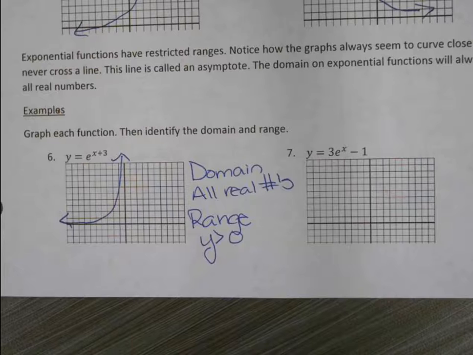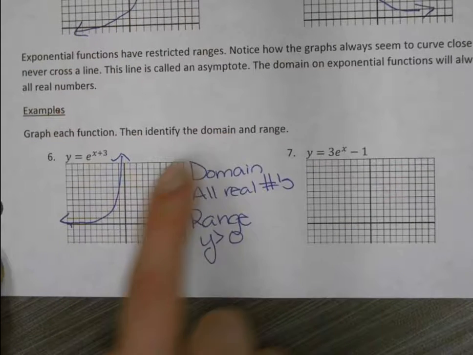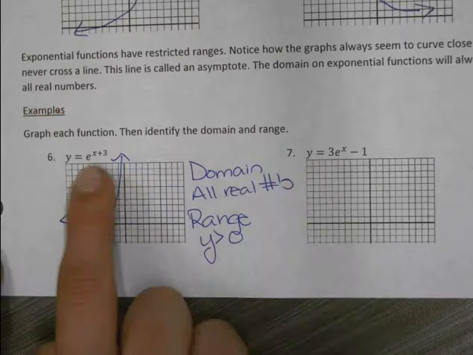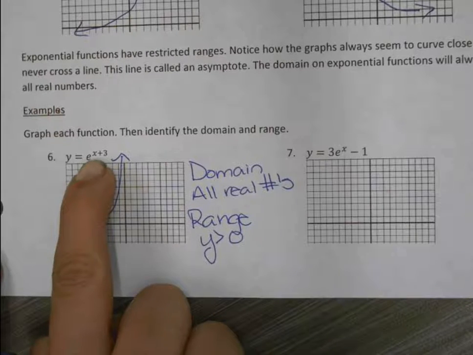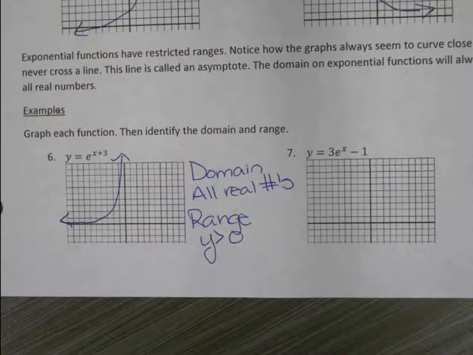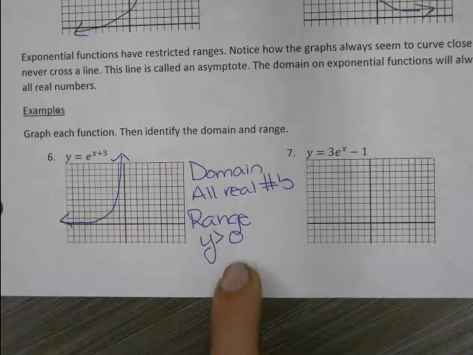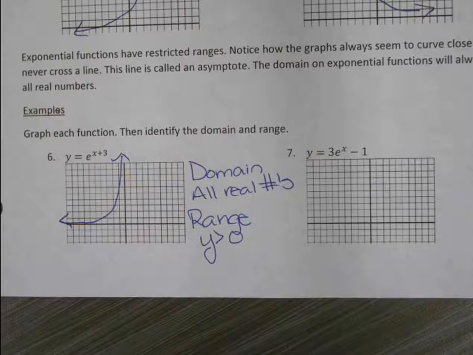Domain is left and right. It keeps going left and right. Like, I can plug in 1,000,000 for x, right? I can plug it in, so that's why it's all real numbers, because I can plug in any number I want for x, but when I graph it, I don't get anything below 0, so that's why my range is restricted. Just greater than, not equal to, because it doesn't actually touch that.